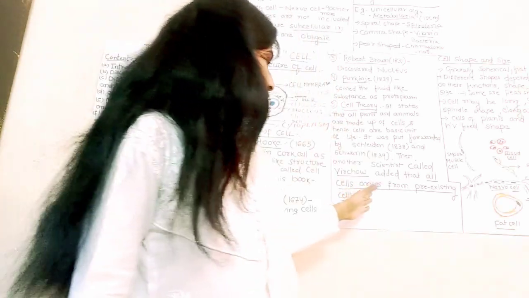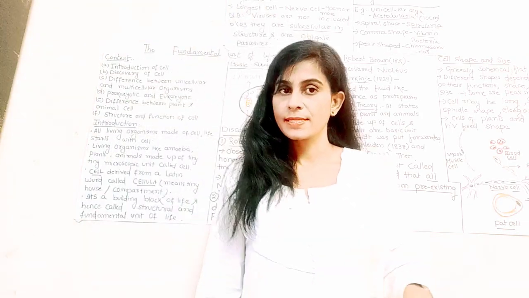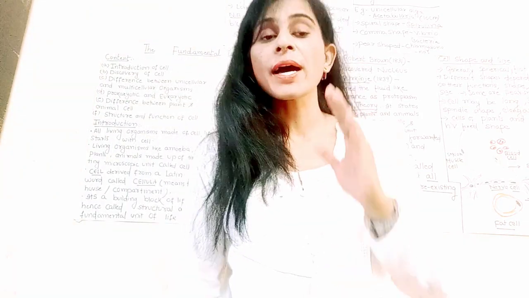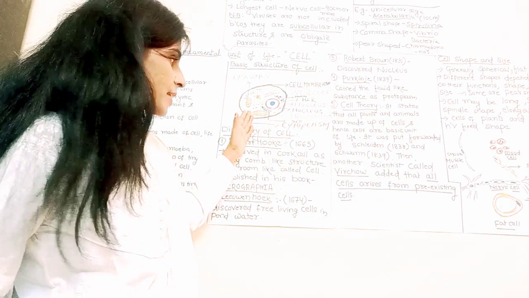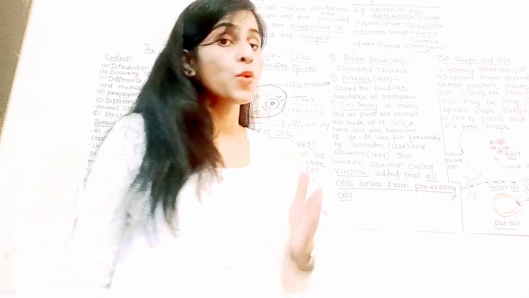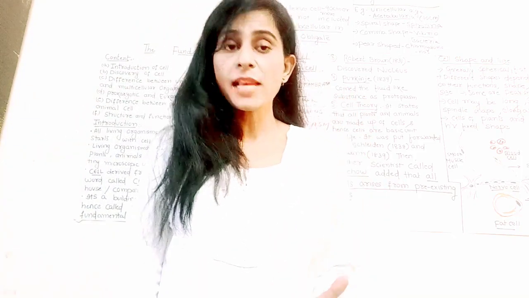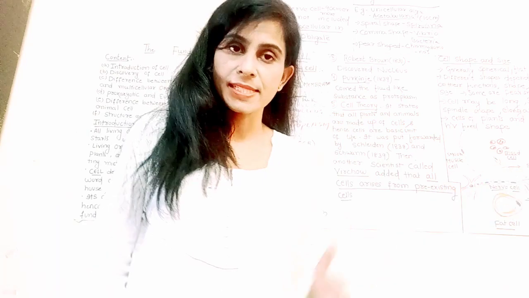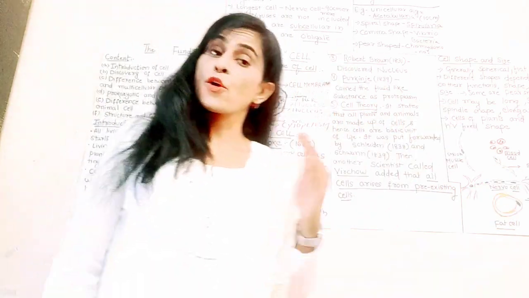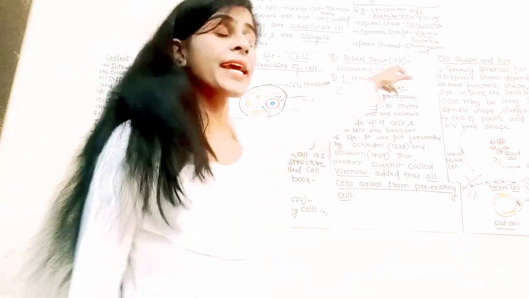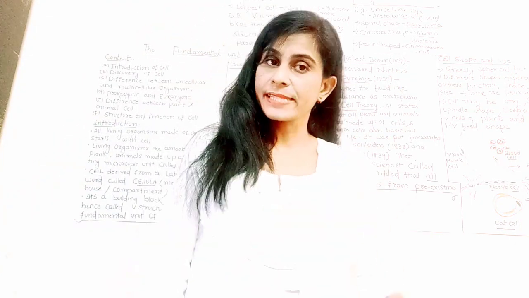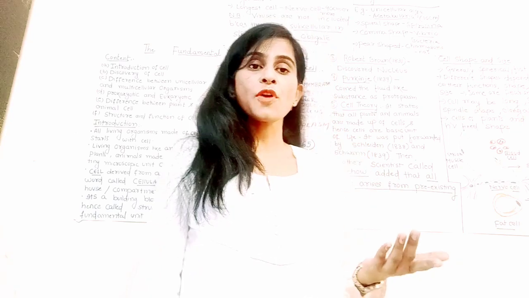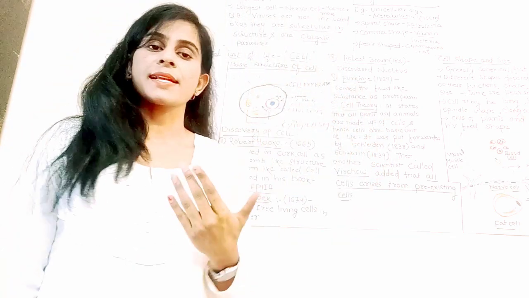So generally, all the cells arise from pre-existing cells. Now I think you got the basic idea about the cell. Robert Hooke first discovered the cell, in the year 1665. Who discovered the nucleus? Robert Brown, in the year 1831. Then who put forward the cell theory? Schleiden and Schwann. And all cells arise from pre-existing cells, guys.